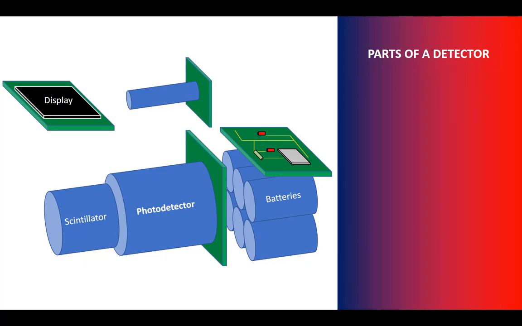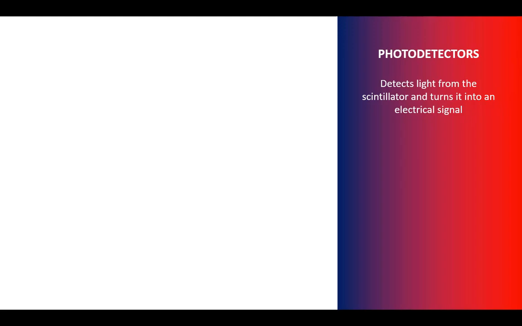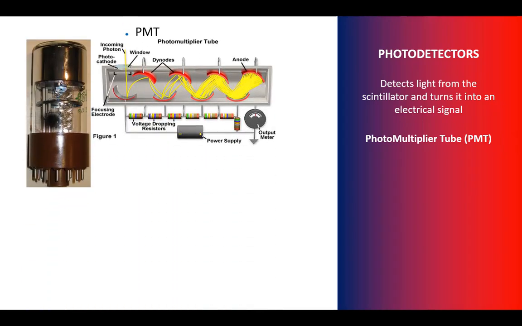Now let's look at the next step in the detection process. After the scintillator gives off light, the next step is the photodetector. A photodetector's purpose in a detector is to detect light from the scintillator and turn it into an electrical signal. There are two main kinds of photodetectors. The first is a photomultiplier tube, or PMT. This detects the light and releases an electron into the glass tube. The electron bounces between diodes in the tube, each time causing more electrons to release, turning from 1 into millions. By the end of the tube, the electrons form an electrical signal that is sent along the detector.